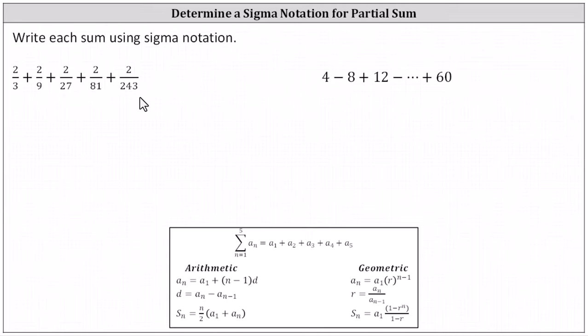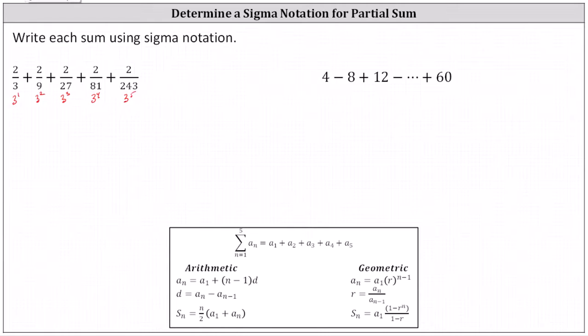are all 2. Looking at the denominators, we might notice that 3 times 3 is 9, 9 times 3 is 27, 27 times 3 is 81, and so on. But also remember we can write repeated multiplication using exponents. Notice 3 is equal to 3 to the first, 9 is equal to 3 squared, 27 is equal to 3 cubed, 81 equals 3 to the fourth, and 243 is equal to 3 to the fifth.